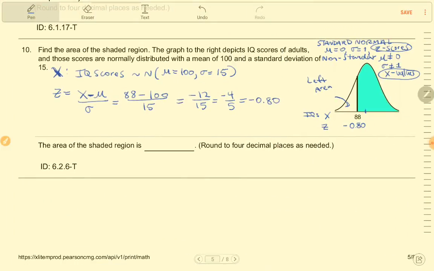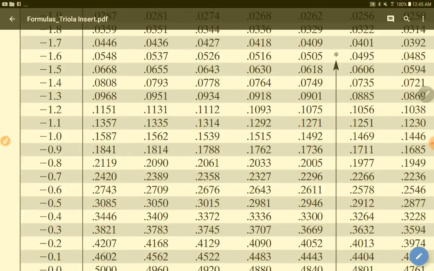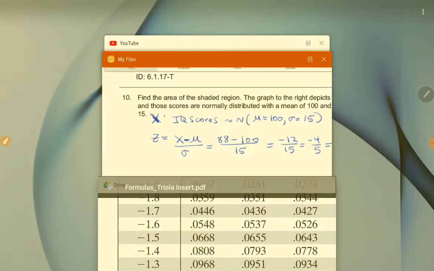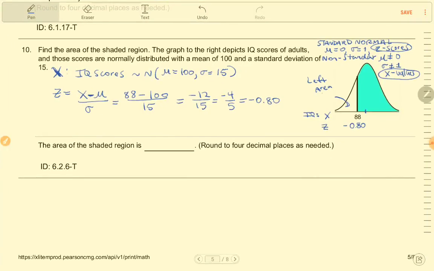Let's see. 0.2119. And what I'm looking for, though, is the blue region, the aqua blue region here. So to get that, I'm going to do 1 minus 0.2119, and that will give me 0.7881. So the final answer is 0.7881, rounded to 4 decimal places as needed.